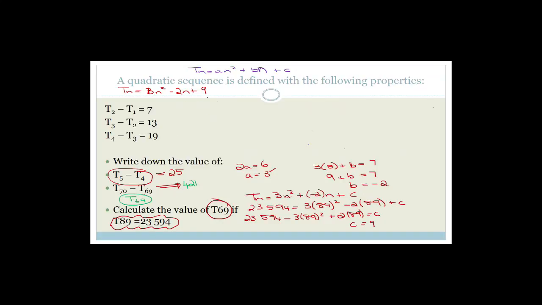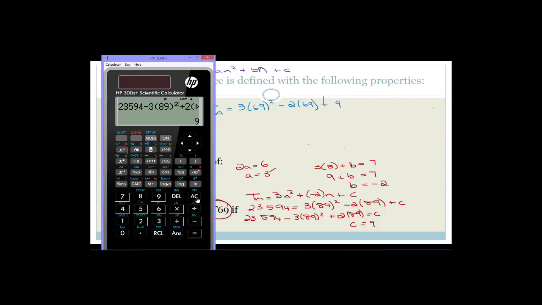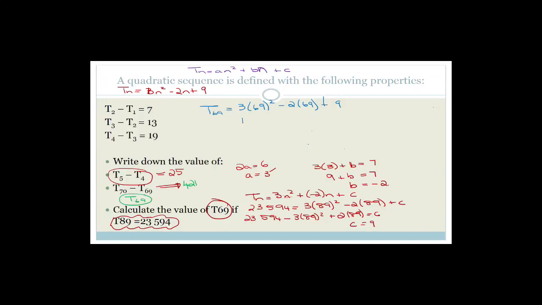So now we want the value of T69. So T of 69 is going to be 3 times 69 squared minus 2 times 69 plus 9. So we're going to pop that into our calculator, and we're going to go clear. 3 times 69 all squared minus bracket 2 times 69. That's not going to work. 2 times 69 close bracket plus 9 equals 14,154. There we go. Nice question, hey, very nice question. Right, let's have a look.